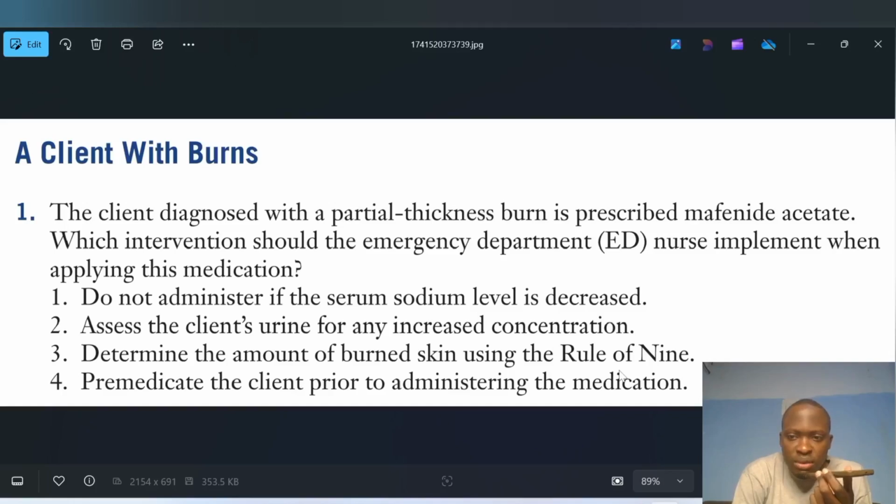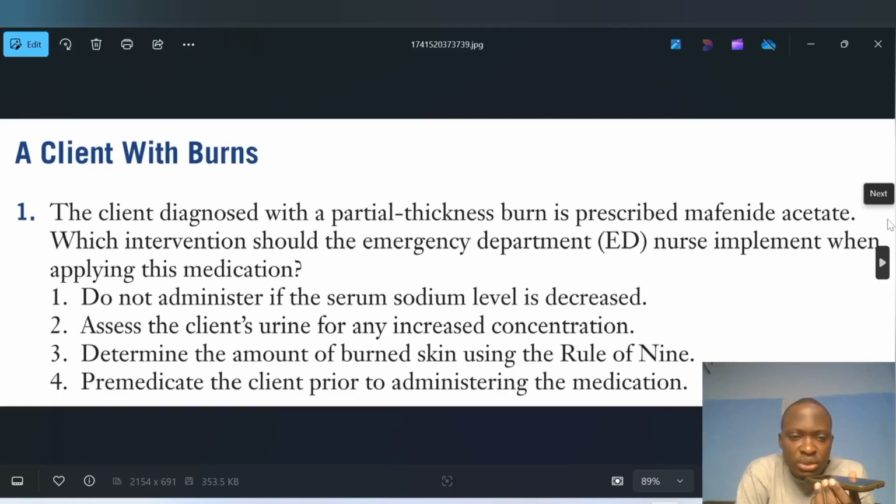Alright, first off, mafenide acetate is a drug applied topically on the skin. So what do you expect? Which intervention should the nurse implement? If I'm going too fast, kindly pause and look through the options. Otherwise, the best answer was number 4, pre-medicate the client, because this antimicrobial drug is extremely painful. You want to make the patient comfortable.